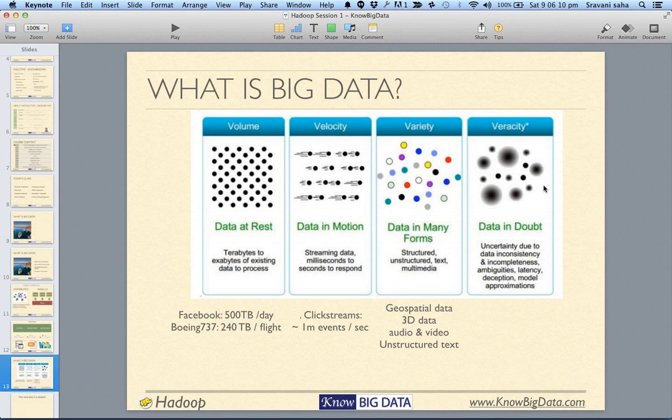Now Sanjay's question is, why is there a star next to the veracity? Okay, that was out of the diagram, and the asterisk actually said that veracity was introduced into the definition in 2014.